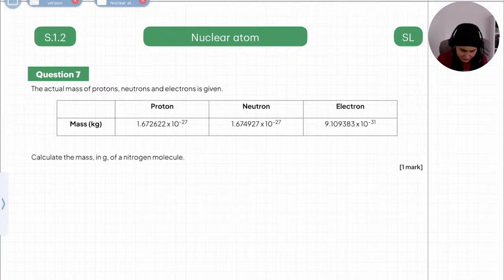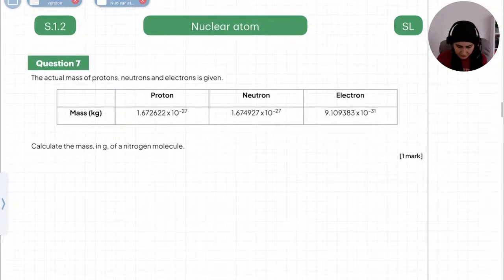Calculate the mass in grams of a nitrogen molecule. 1 mark. Well, to be honest, I think it's not 1 mark, because that's quite many calculations. I would say just ignore the 1 mark thing. Yeah, but it should be more, I think. Right, the actual masses are given. Calculate the mass of 1 gram of nitrogen molecules.